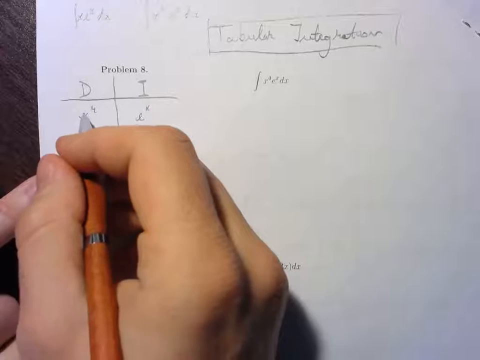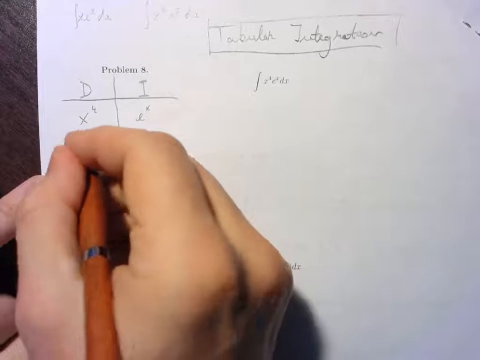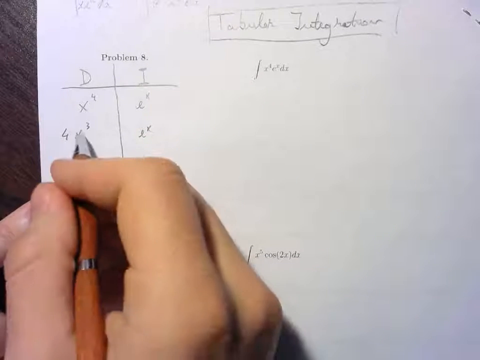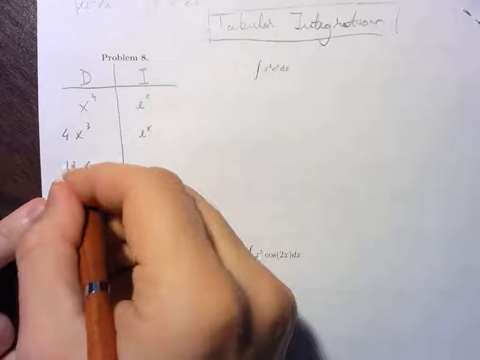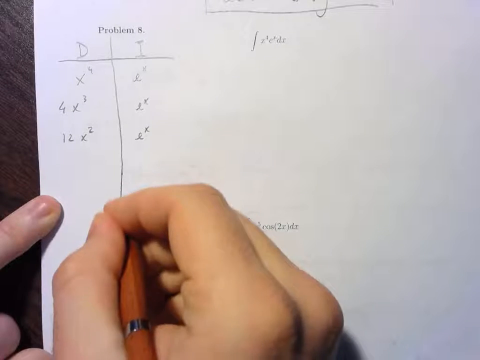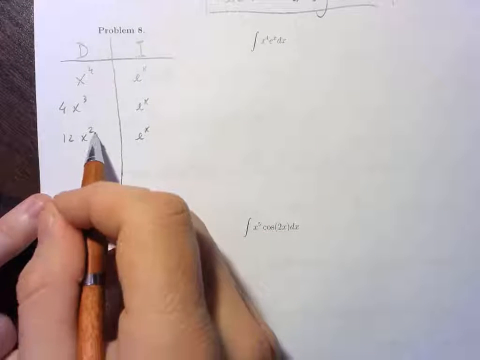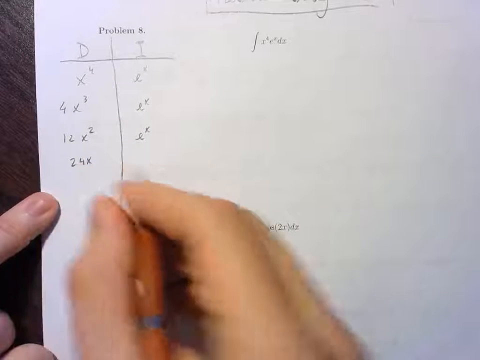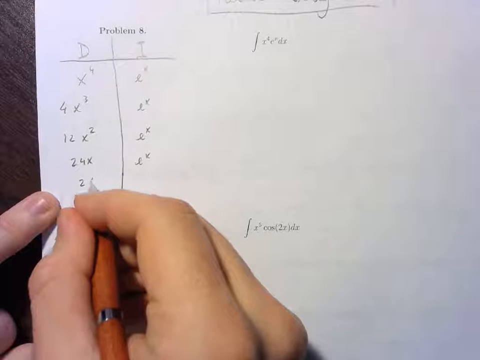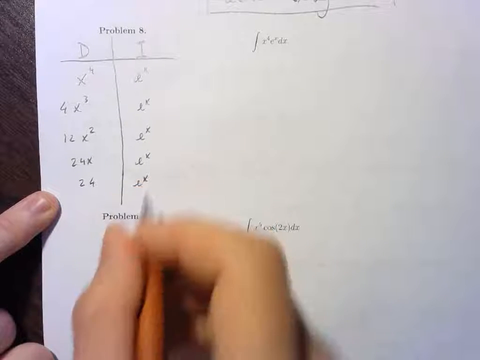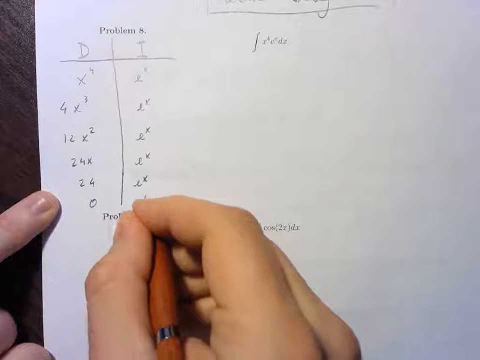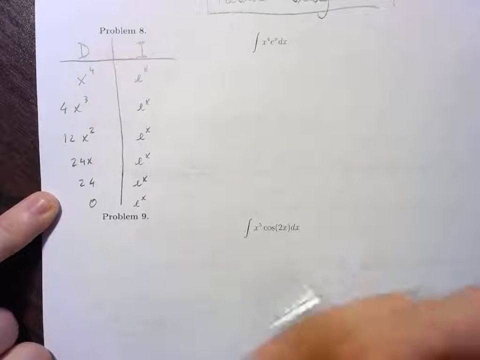So let's see, I differentiate x to the 4, that's 4x cubed, integral of e to the x is e to the x. Let's do it one more time. So derivative here is now 12x squared, integral here is e to the x. One more time, then I end up with 24x, integral is e to the x. One more time, I end up with 24, integral is e to the x. And when I take one more derivative, I finally end up with 0. I take one more integral, I end up with e to the x, and that's where I stop.